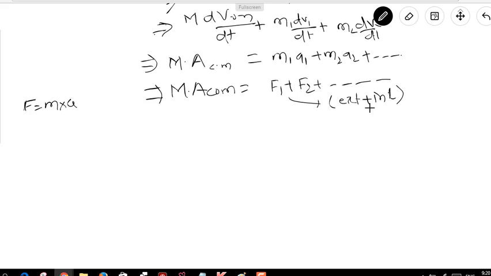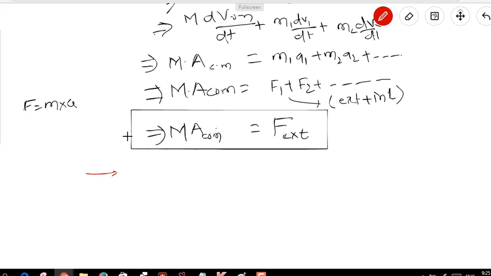We know that internal forces cancel each other, because they act in action-reaction pairs, right? So we can ignore these internal forces, and then we can write it as M A is equal to F, which is only the external force, because we know that the internal forces cancel each other. So we can write it in this form. This is a very important formula, a very important equation. From this equation we can understand two or three important points, and we should remember them, which will help us in solving problems.